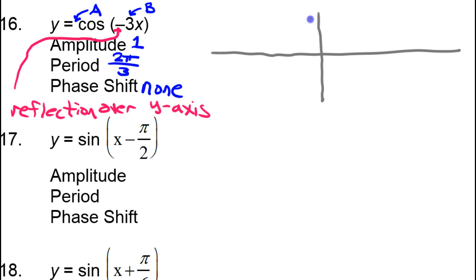The amplitude is 1. So I'm just going to come up here to +1, and I'm going to come down here to -1. The period is 2 pi over 3. So I'm going to come way over here, and I'm going to put 2 pi over 3. Now if this is 2 pi over 3, then halfway should be pi over 3. So I'll just put pi over 3. Now half of pi over 3 is pi over 6.